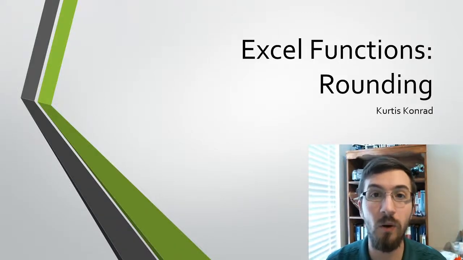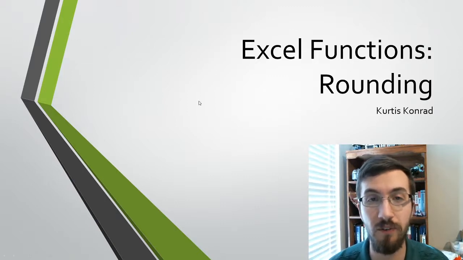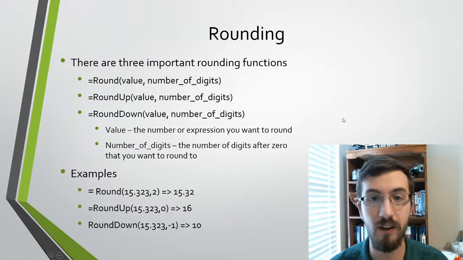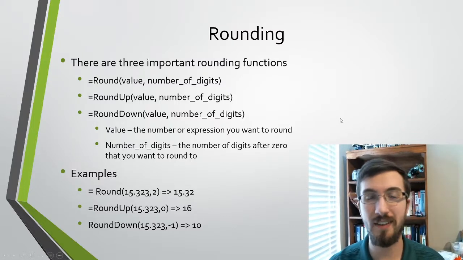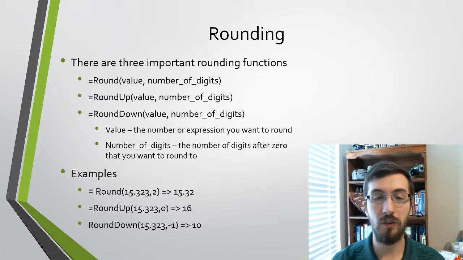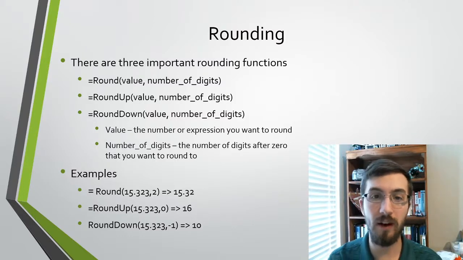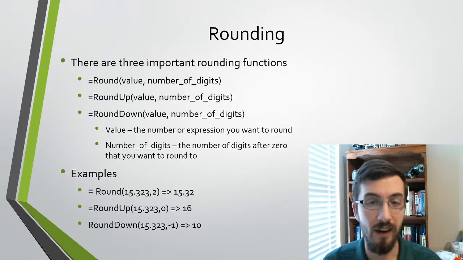In this video, we are going to talk about rounding. And there's several different functions in Excel to do rounding. So there's really three important ones. They all work basically the same way. So they're ROUND, ROUNDUP, and ROUNDDOWN. And you see they have the same two arguments, value and number of digits.